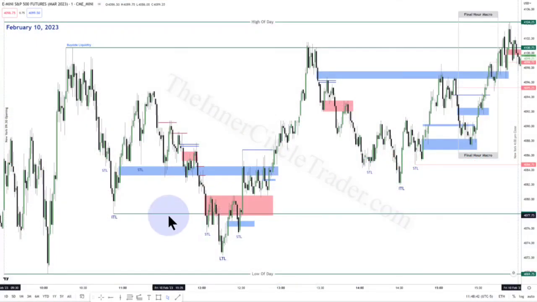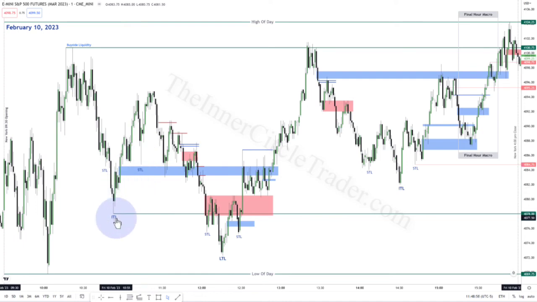All right, just a real quick follow-up on what I was showing you on the Twitter space today. We have a low, a higher low to the left of it, a higher low to the right of it. Why am I using this one and not that one? Because this one went lower.